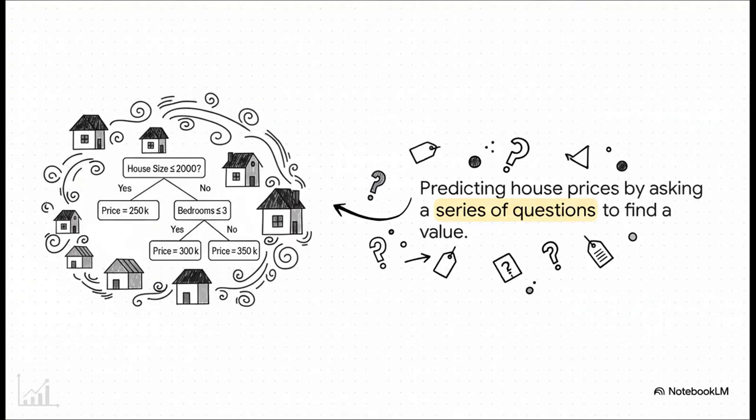So instead of one single line, a decision tree is all about asking a bunch of simple yes or no questions. Is the house bigger than 2,000 square feet? Yes? Okay, let's go down this path. No? Okay, we'll go down that path. And then it asks another question. This whole branching structure lets it capture way more complex patterns in the data.